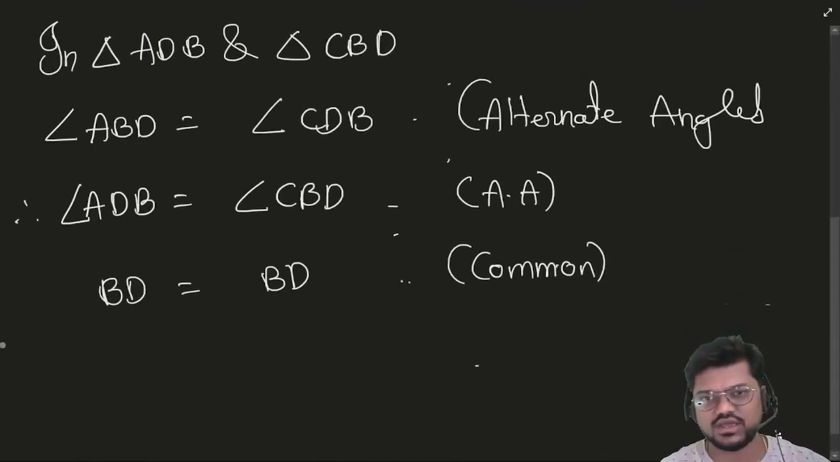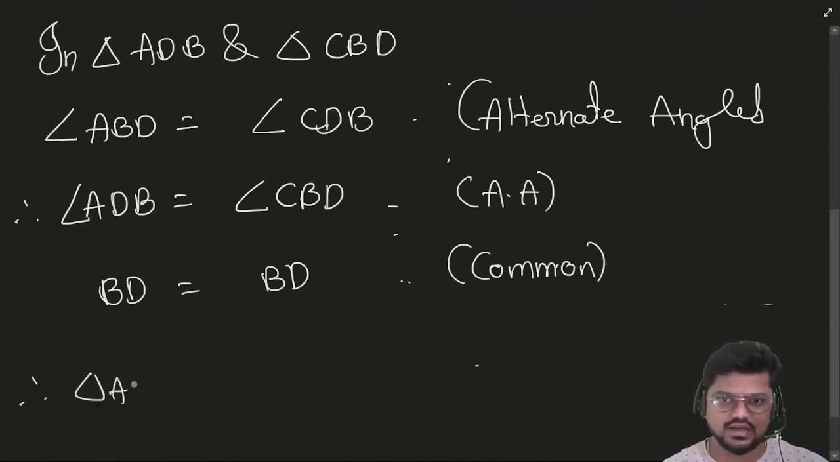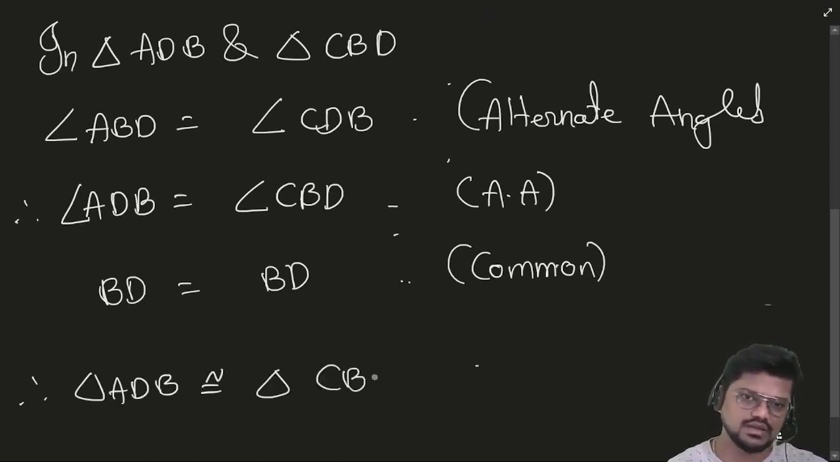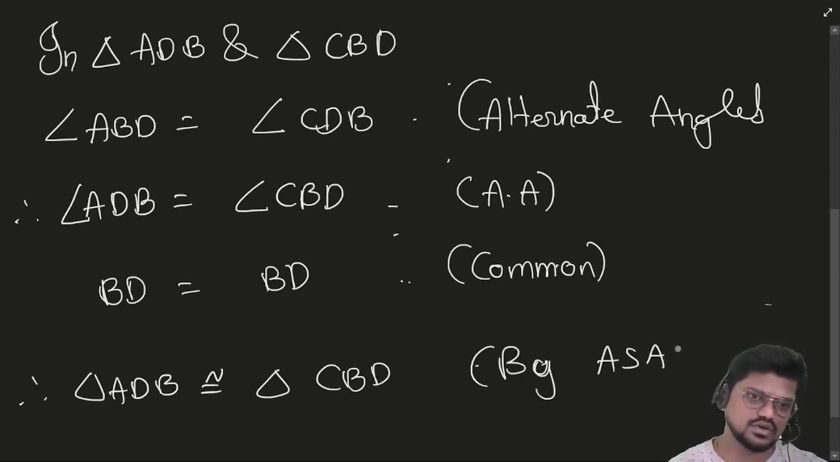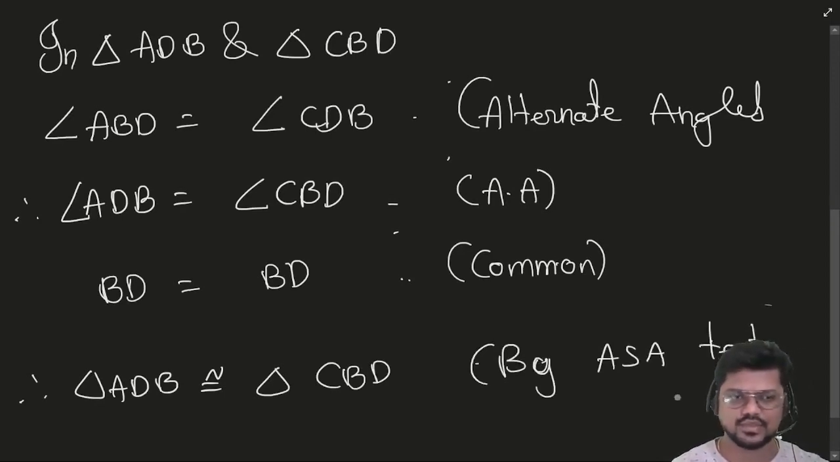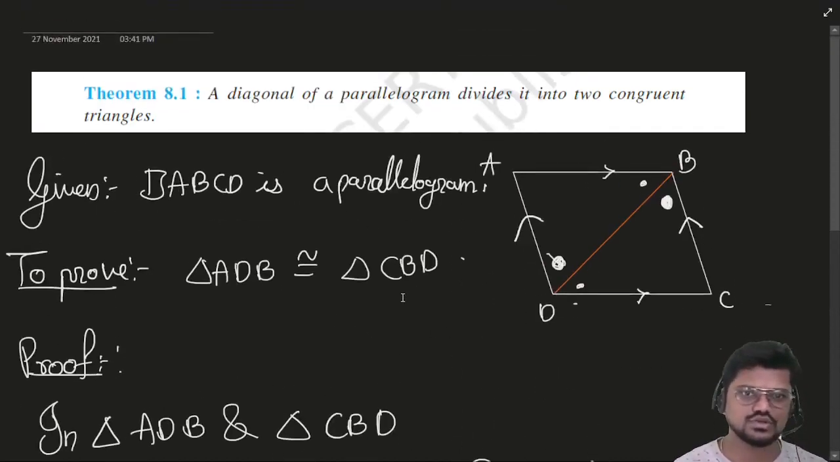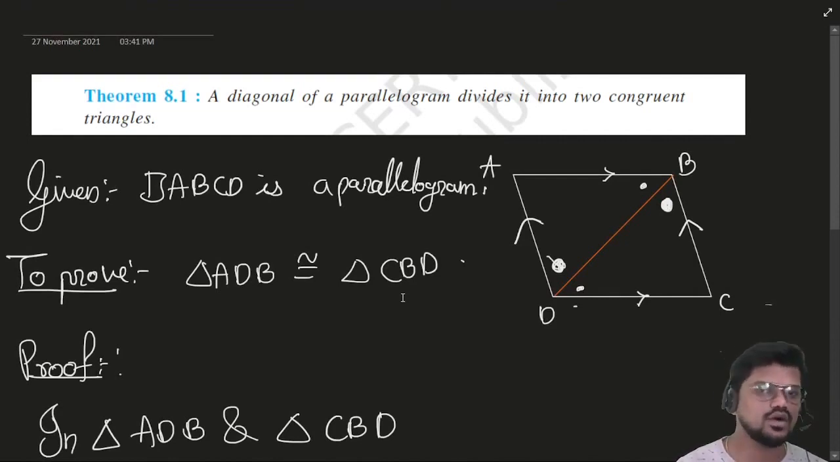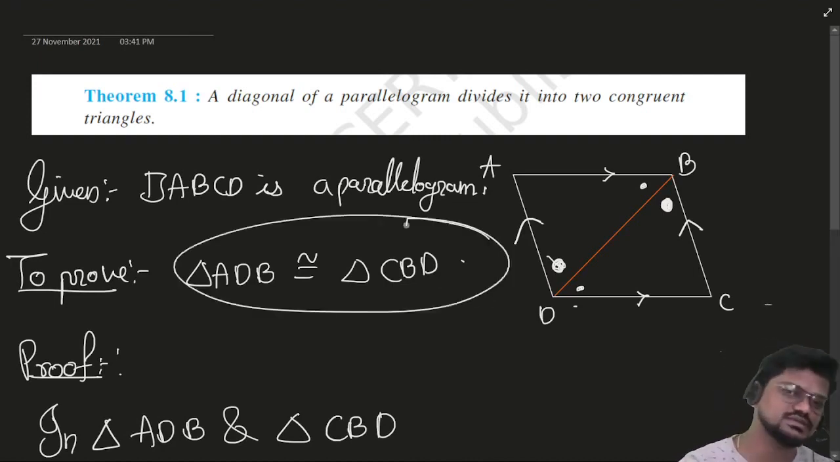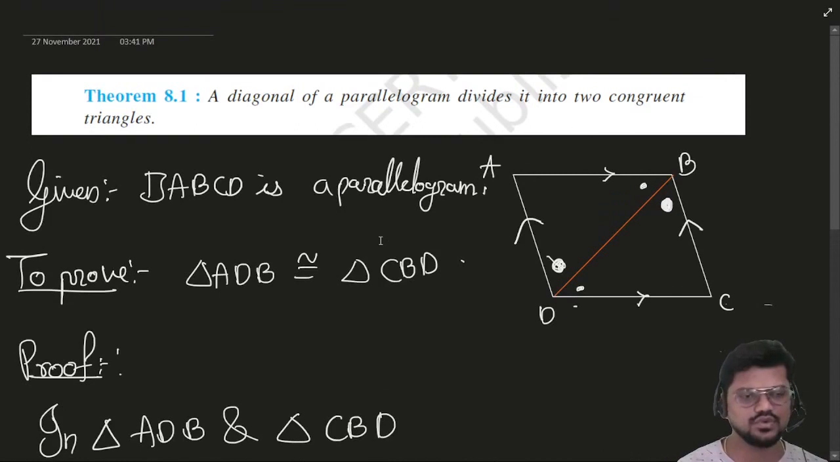Therefore, what I can say is triangle ADB is congruent to triangle CBD by ASA test of congruency. So the two triangles are congruent by ASA test of congruency. Clear? So that's what they have to prove. They asked you to prove triangle ADB is congruent to triangle CBD, and it is proved. Is that clear?